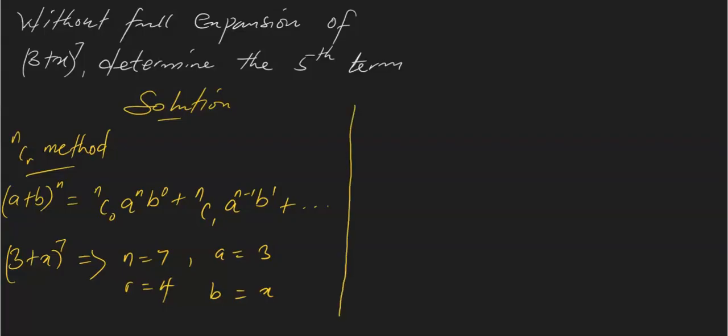Okay, so let's proceed. Since we are looking for the fifth term of the given expression, what we'll do is we'll have 7C4, then we have 3, which represents a, and we'll have x representing b. So this 4 becomes the power here, and when we add 4 plus what would be here, we get 7, and that would be a 3.